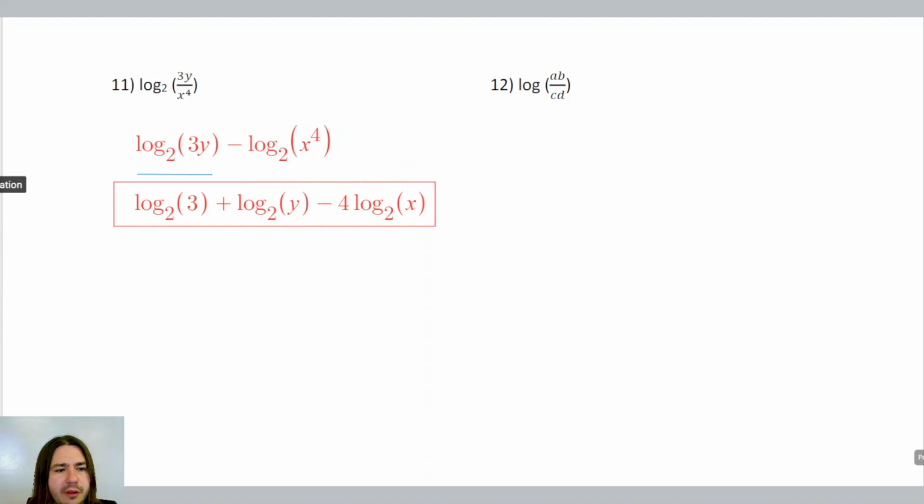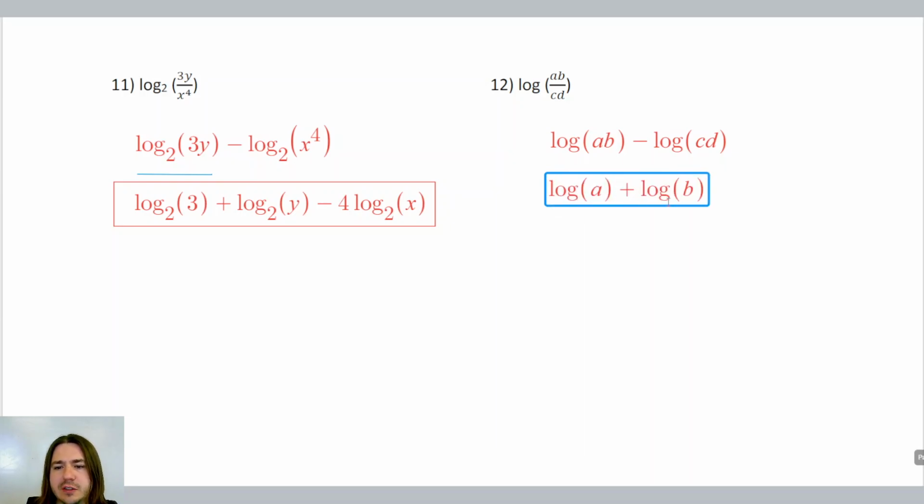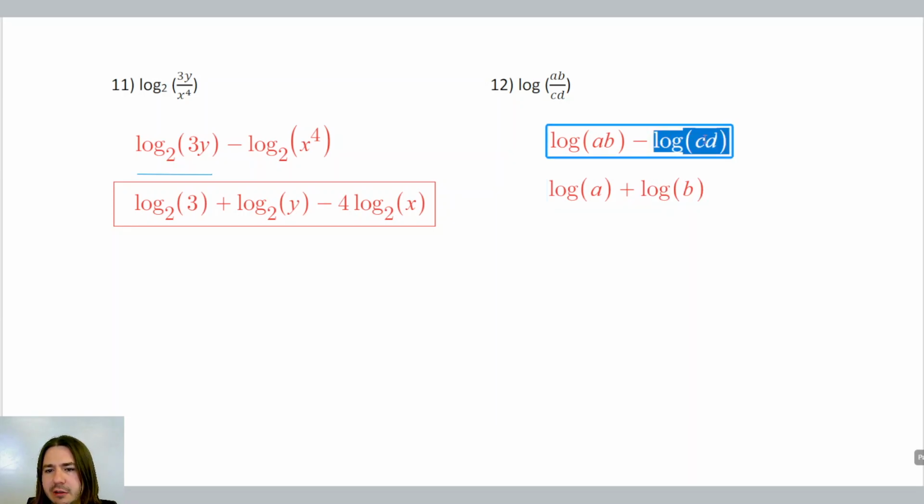Number 12, just like with number 11, we're going to use the quotient property first, so I get log of AB minus log of CD. And then I can use the product property here. So log of A plus log of B, and you want to be careful in this next one though, because we're subtracting this entire logarithm.